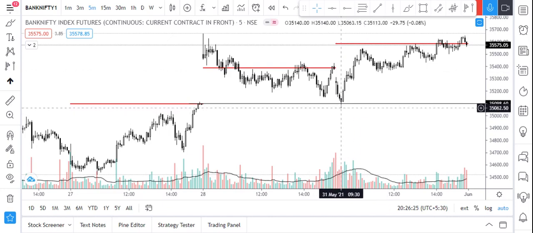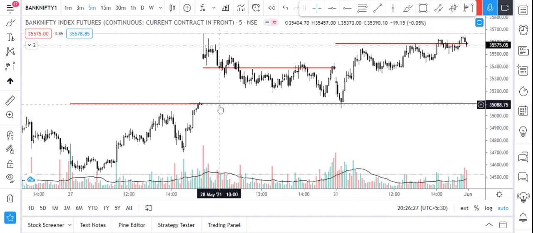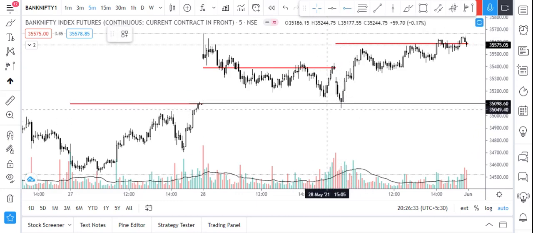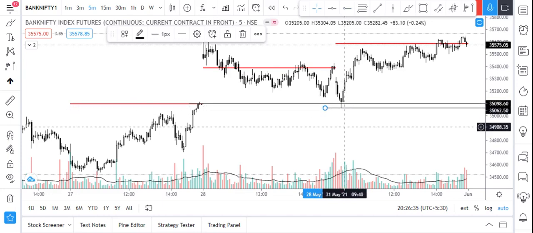So that's how I caught the low for the day, and I just entered long over here. My stop loss was very low. After this rejection candle was formed, I immediately went long, and this low was my stop loss.